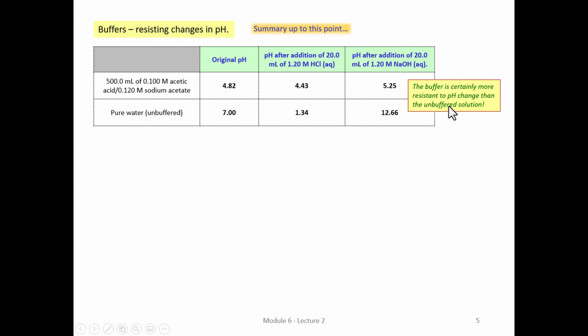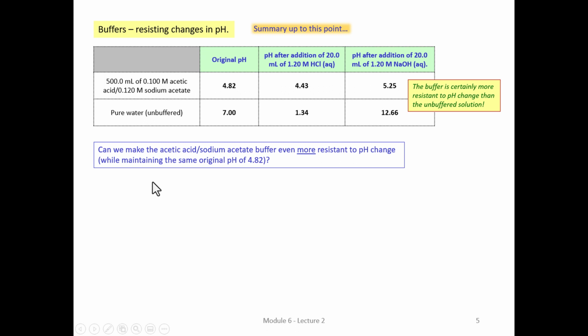So the buffer is certainly more resistant to pH change than the unbuffered solution. One thing you might ask here is, can we make the acetic acid sodium acetate buffer even more resistant to pH change while maintaining the same original pH of 4.82? Well, we're going to leave that question and some other issues and maybe another example to part 2 of this lecture.